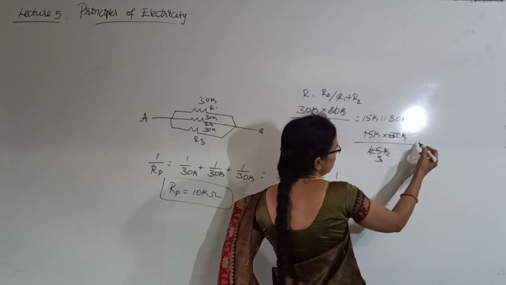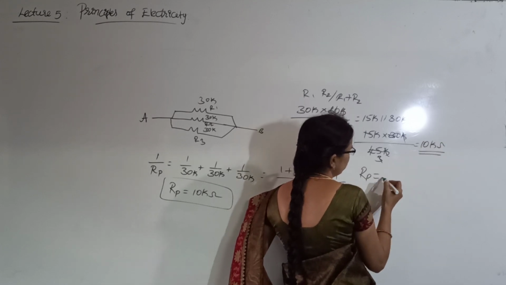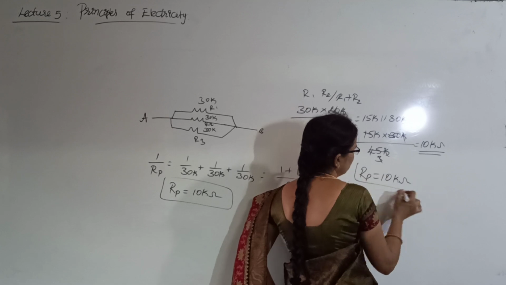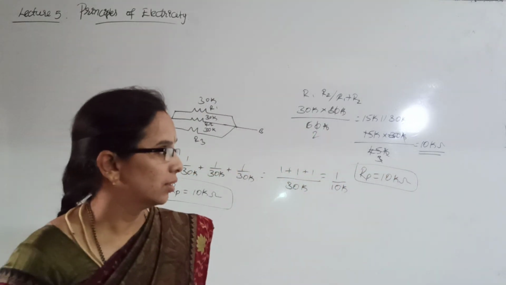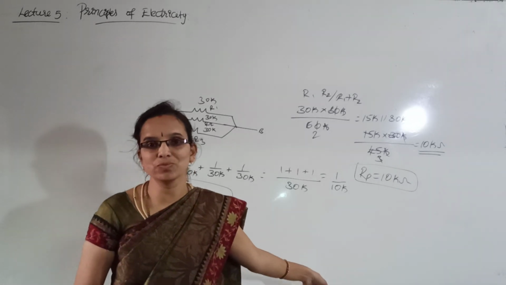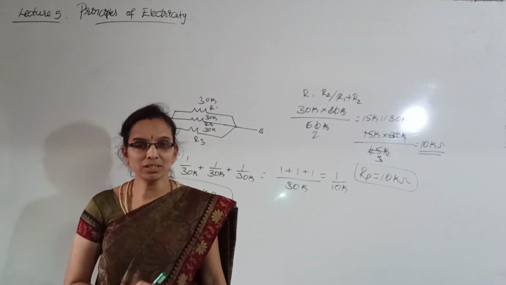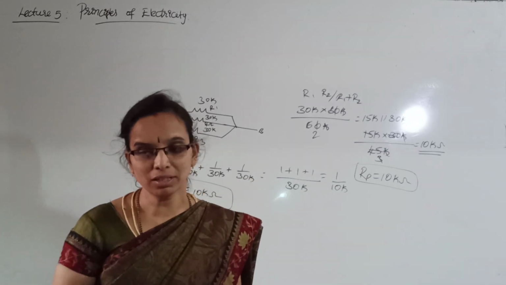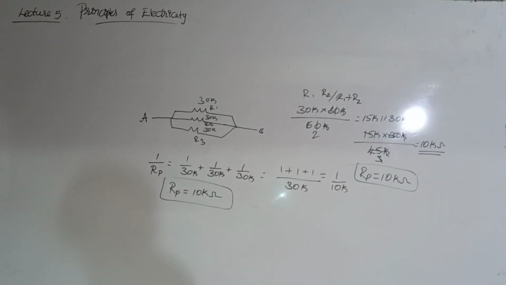15 threes are, so the final answer you get is 10 kilo, that is Rp is equal to 10 kilo. Please correct, guys. That day the calculation was not visible and there was a little confusion, so make the correction of that. Now let's go to the next problem.